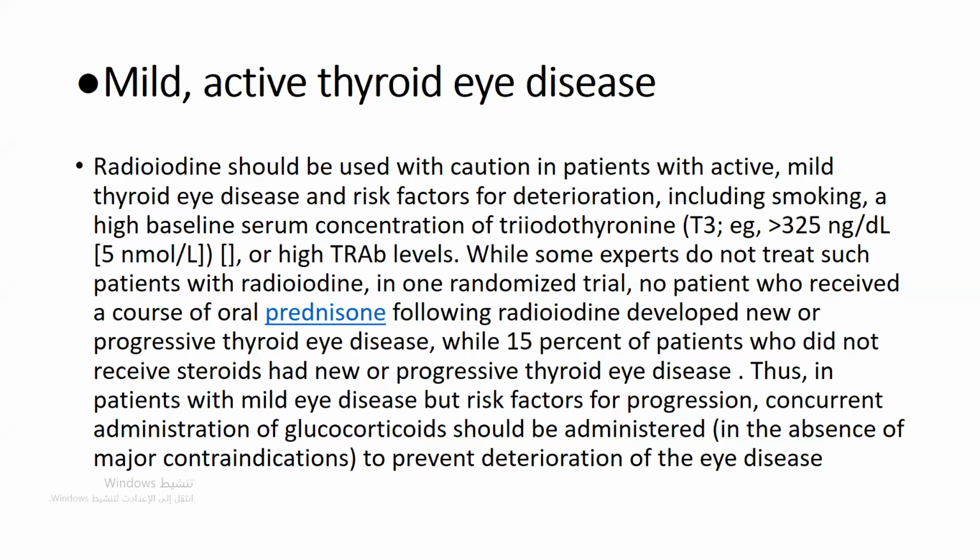While some experts do not treat such patients with radioiodine, in one randomized trial no patient who received a course of oral prednisolone following radioiodine developed new or progressive thyroid eye disease, while 15% of patients who did not receive steroid had new or progressive thyroid eye disease. Thus, in patients with mild eye disease but risk factors for progression, concurrent glucocorticoid should be administered to prevent deterioration of eye disease.